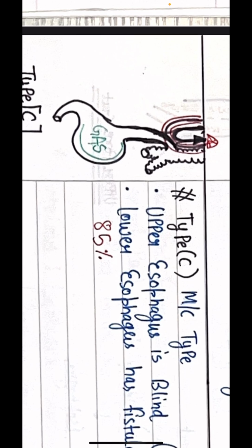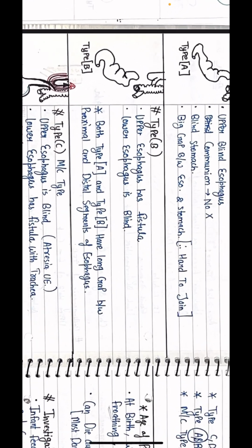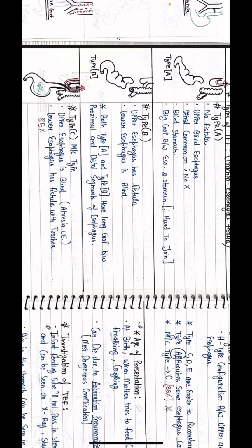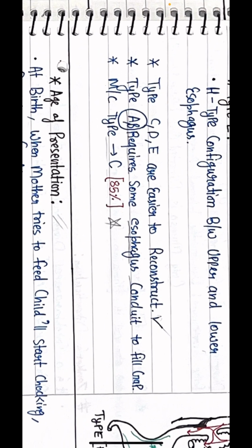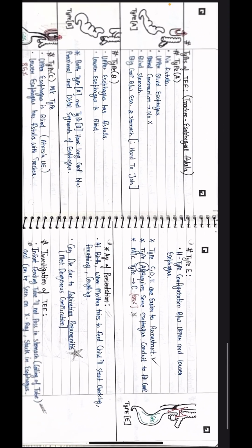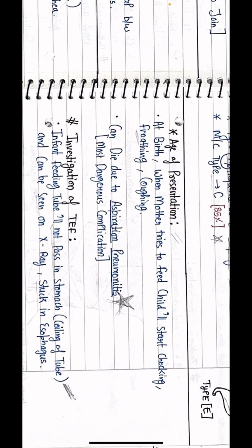In this one, you don't need too much conduit as well, yeah. You can see the gap in type A and B is more, so that's why you need a conduit in that. Most common type is C, and type A and B require some esophageal conduit to fill the gap. Yeah, I hope this is clear now. I'll give you the photo as well, don't worry. A photo which will make it easier for you to remember the 5 types of the fistula.